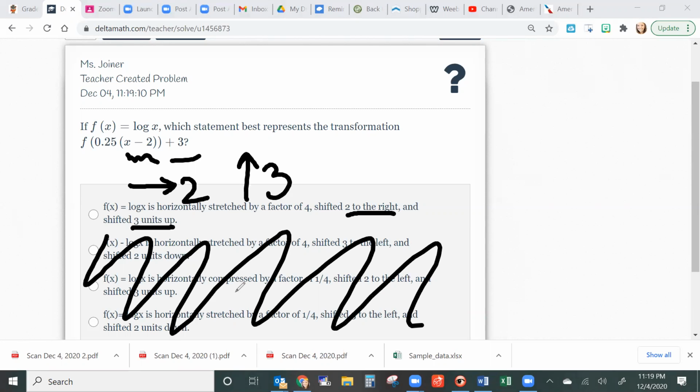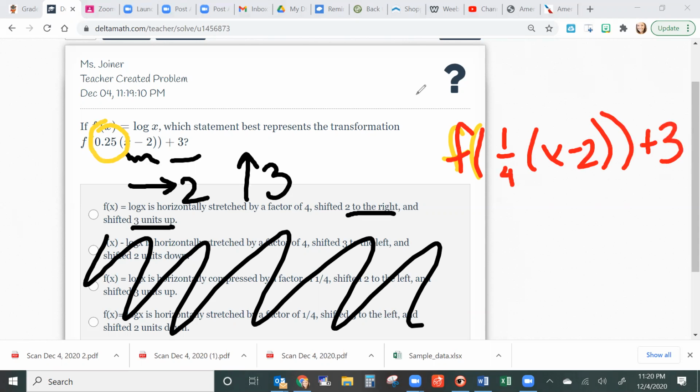Okay, but if you look at this number in the front, which I do think is important, 0.25 is the same as a fourth, but I'm hoping that you realize that it's not in front like a normal stretch or compression would be. Do you see how that number is inside this set of parentheses? Remember that the numbers in parentheses always do the opposite of what you would think.